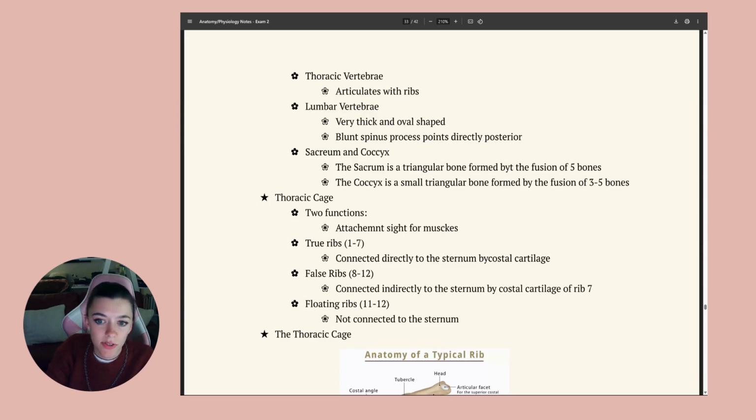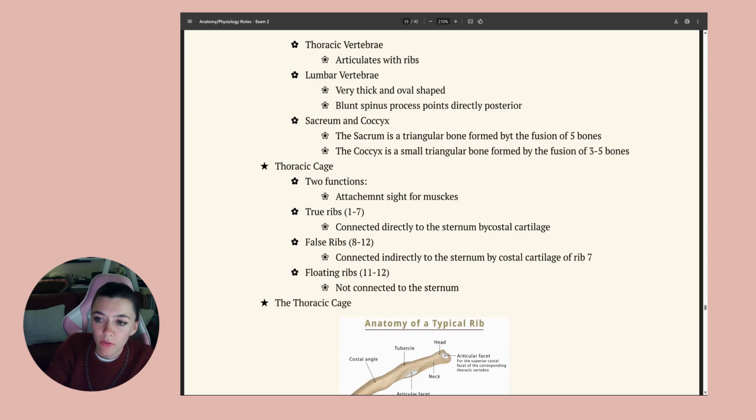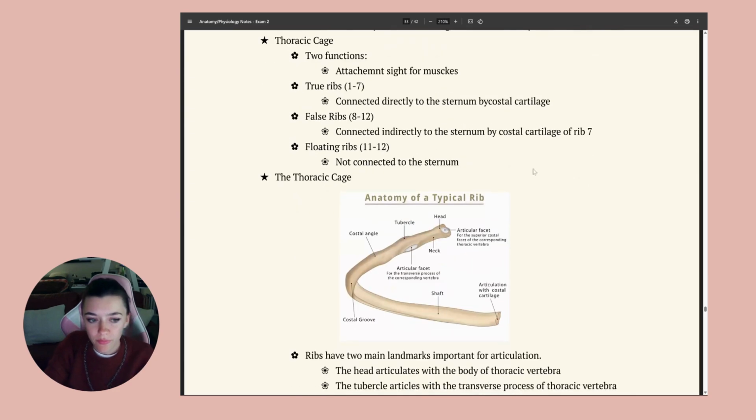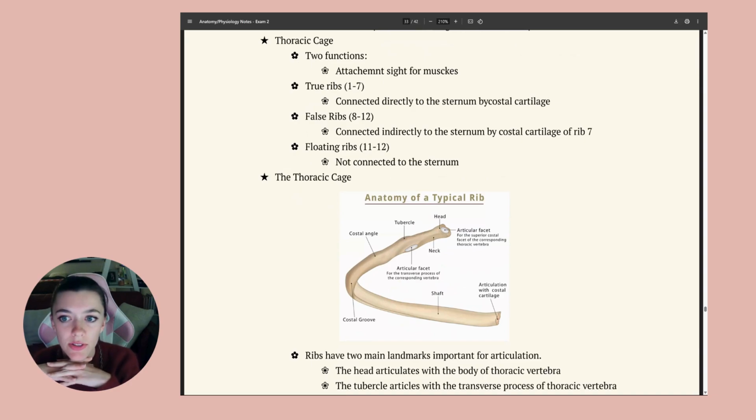Sacrum and coccyx. The sacrum is a triangular bone formed by the fusion of 5. The coccyx is a very small tip of the sacrum, and it's formed by 3 to 5 bones. Your thoracic cage, your rib cage, has 2 functions. For some reason, I only have one put here: attachment site for muscles, and then I believe the other one should be protection.